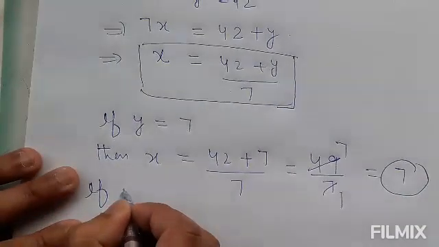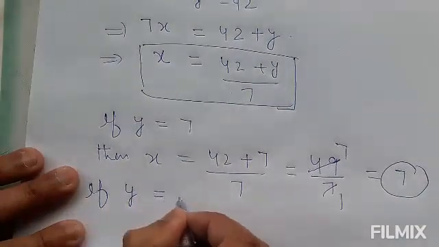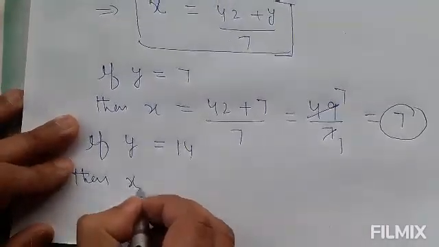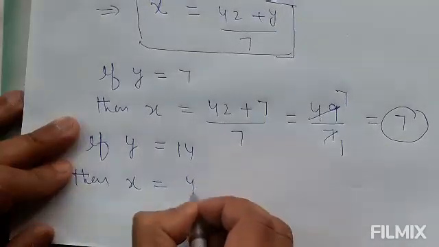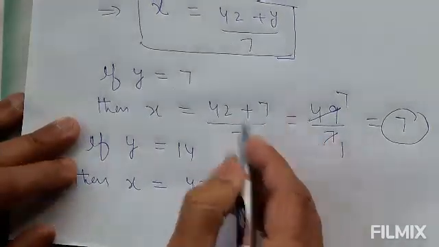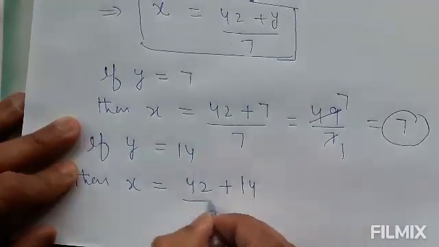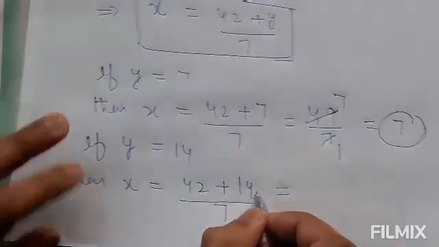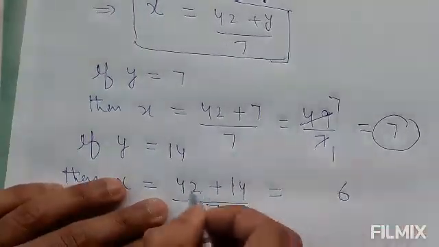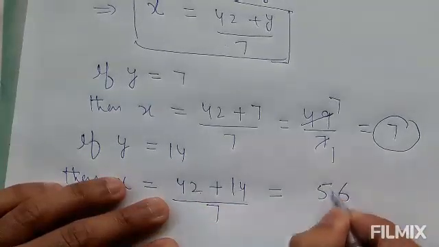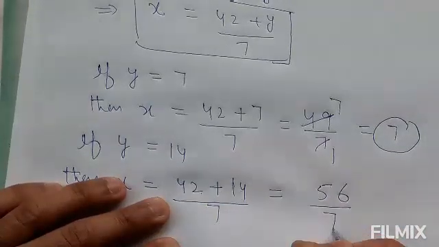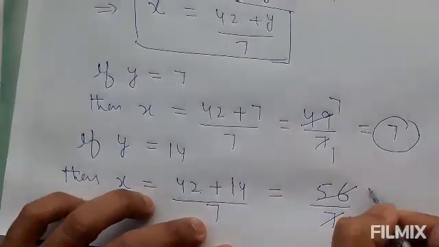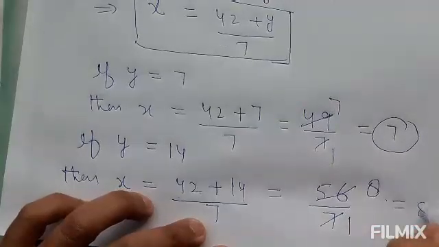Furthermore, if y equal to 14, then x equal to 42 plus, instead of 7 we have to write now 14 because of the value of y, divided by 7. How much is it? 42 plus 14 is 56 by 7. 7 ones are 7, 7 eights are 56, so it is 8.